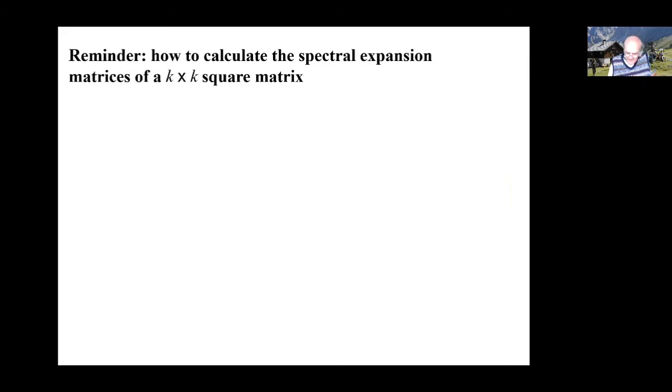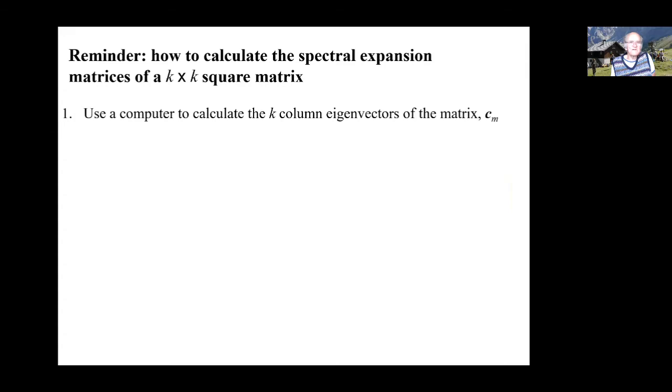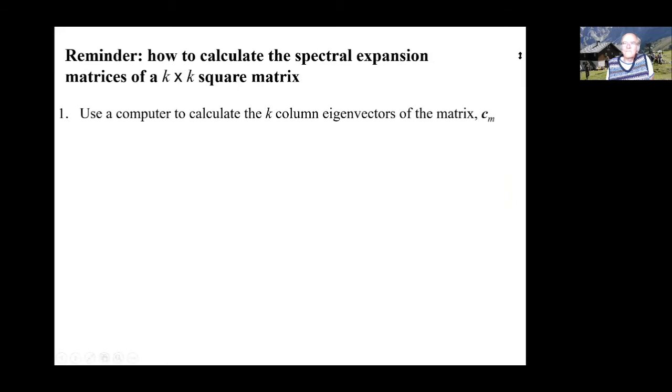Now I'll have another reminder. This was dealt with in the introduction to matrices case. I'll quickly summarize it now. How to calculate the spectral expansion matrices of a K by K square matrix. Well, you use the computer to calculate the K column eigenvectors of the matrix. Call those c_m. They're vectors, so we use a lowercase, bold, italic c, and m, of course, runs from 1 to K.